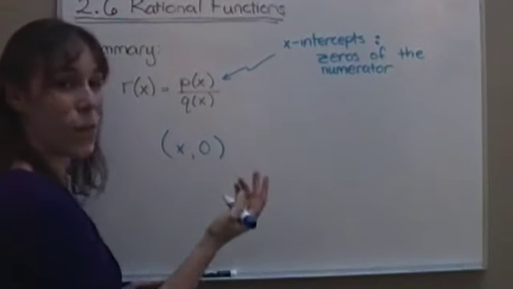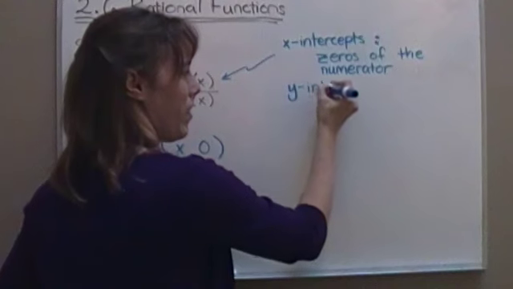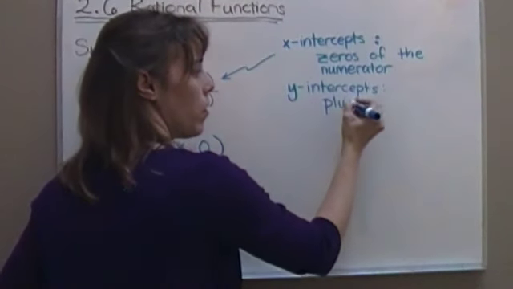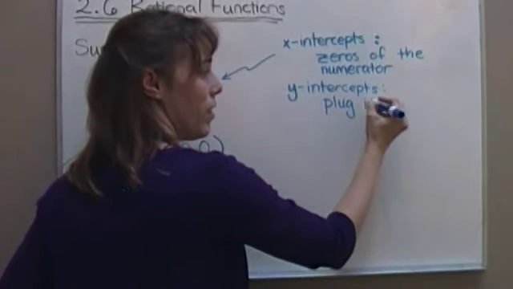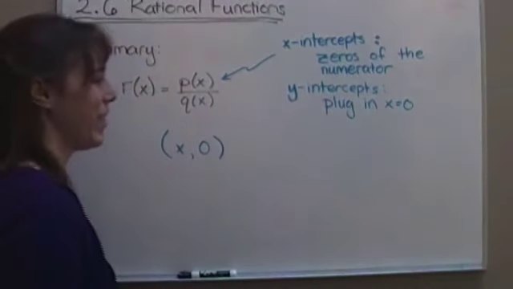How do you get a y-intercept? Well, the way you always have. Y-intercepts, you just have to plug in x equals 0. Solve for y.